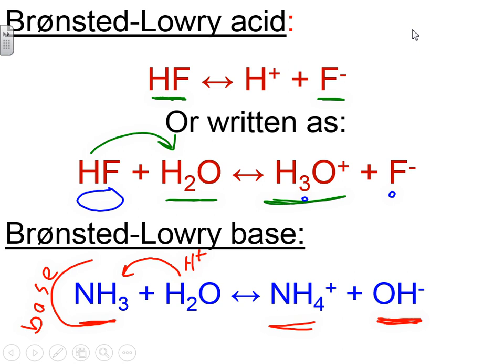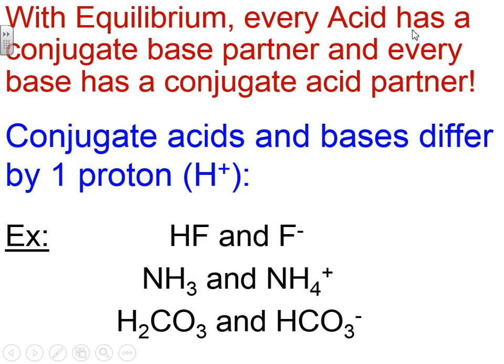All right, so now, looking at it through equilibrium, every acid has what's called a conjugate base partner, and every base has a conjugate acid partner. Conjugate acids and bases differ by one proton. So let me show you what this means. HF has a partner, and that's F-, simply taking the H out. If it donates the H, it's left with F-. NH3's partner is NH4+. NH3 is a base, so it accepts an H+, becoming this.